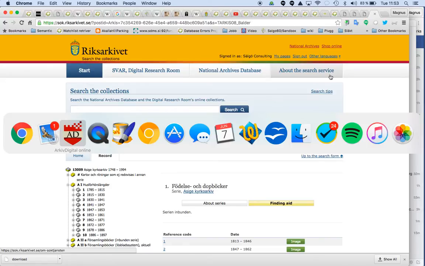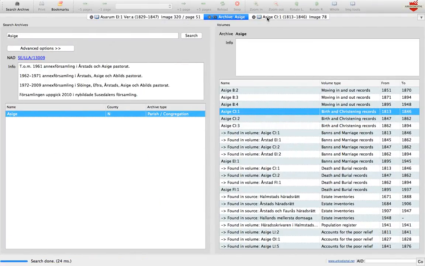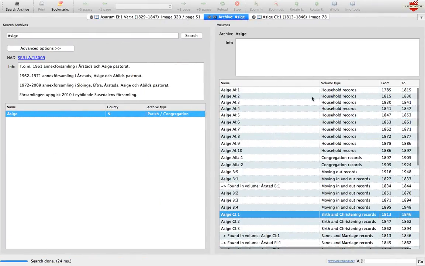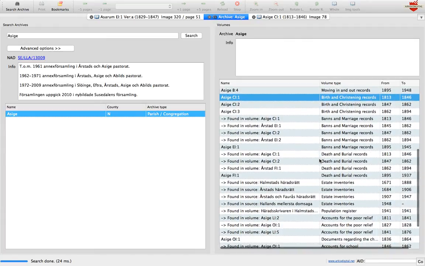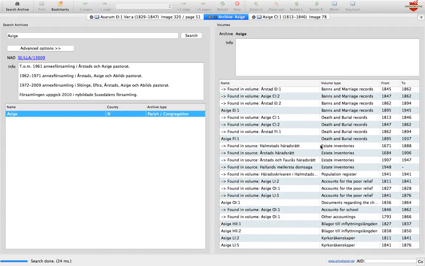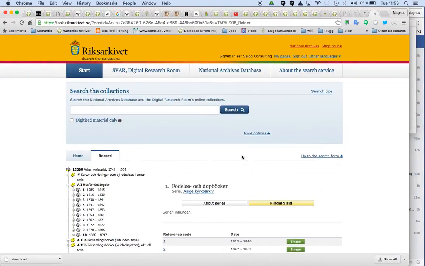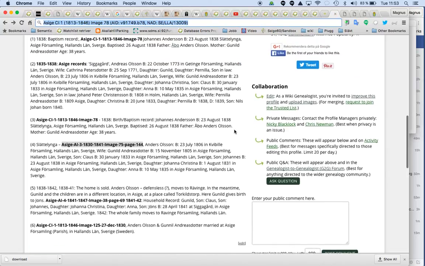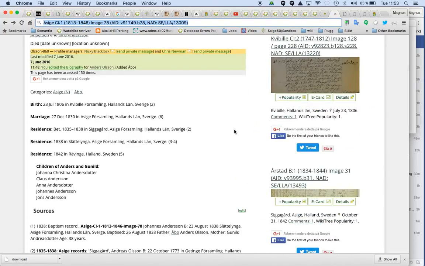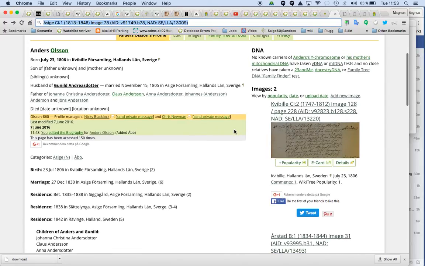And then you have books like, if we go to Asege here, you see you have household books, congregation, moving in, moving out. You have estate and inventory, which is excellent if you find. Account for poor relief. I don't go into this because then you're even more hardcore than me. Maybe someday, I'm scared. But we can see if we have a death date on his. But we have not.